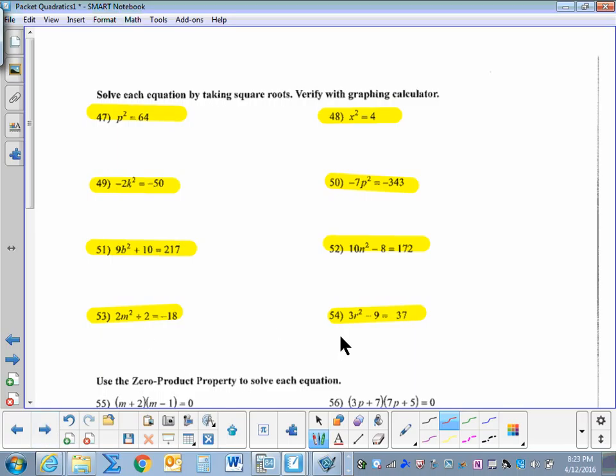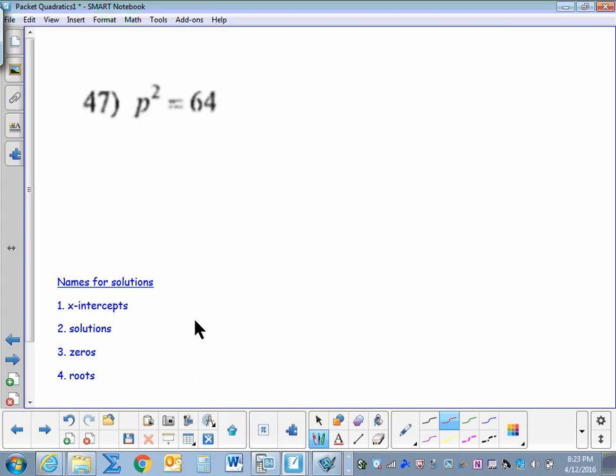So 47 to 54, these are the ones we'll be solving today. And as you'll notice, they all are quadratic, but none of them have a linear term. So we can use the square root method. Today we're going to solve them algebraically, and we're also going to graph them so we can start making the relationship between this equation and the graph.